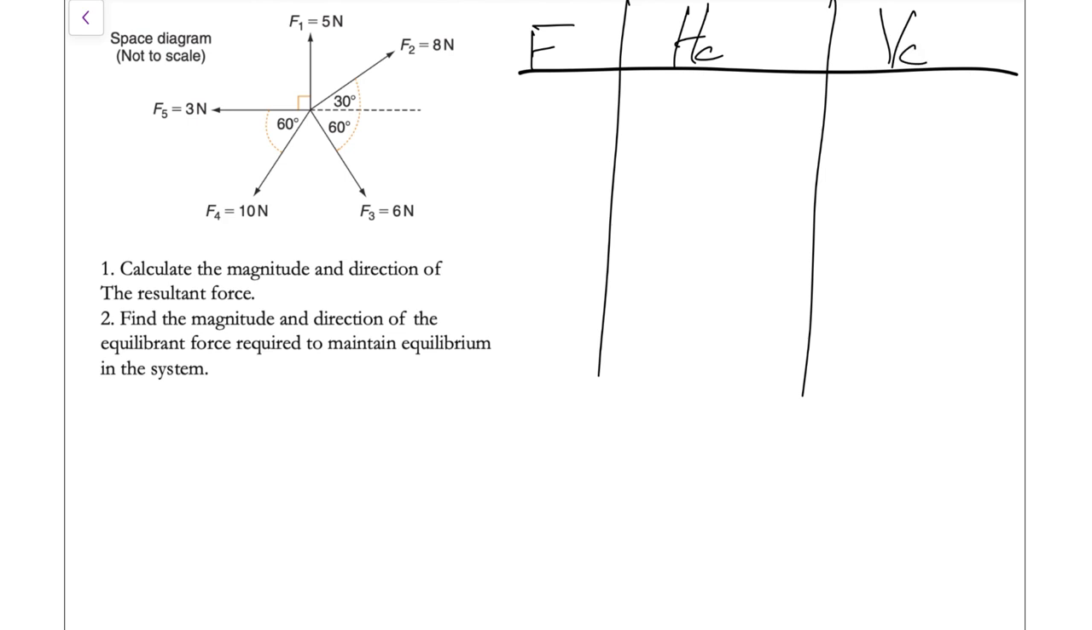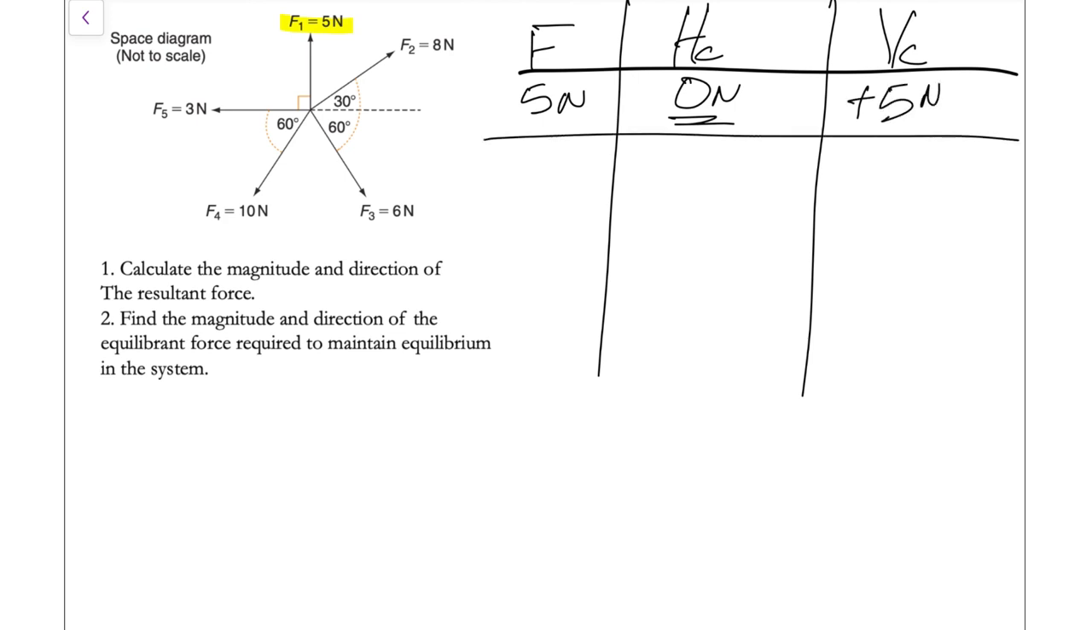Now I'll go force by force, and the first force highlighted here in yellow is F1, and for that force, it's 5 newtons. Now, that force is one of the exceptions, and why it's an exception is because it's a force that's purely vertical, so it's neither going left nor right. And what that means for the horizontal component is that it's 0. So 0 newtons will go there, and for the vertical component, it's just going to be as is. It's going up, so it's a positive 5 newtons. And that's it. That's the first component done.